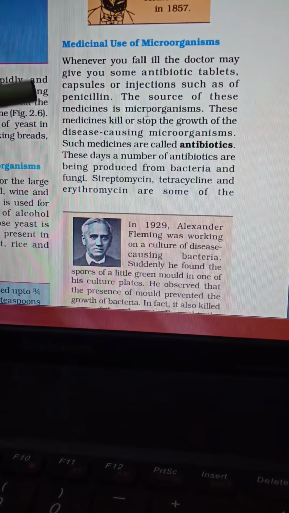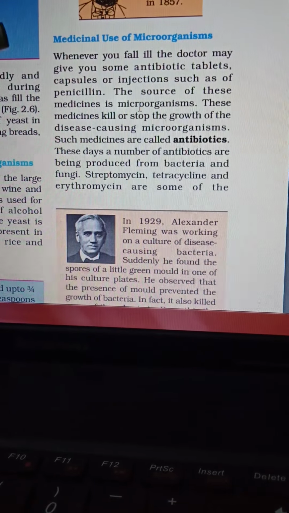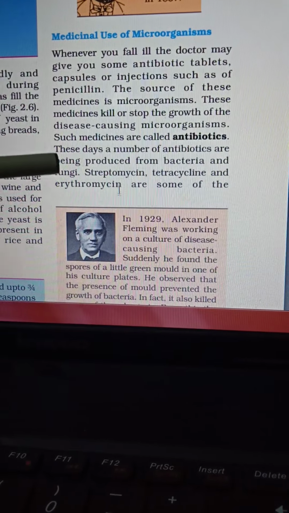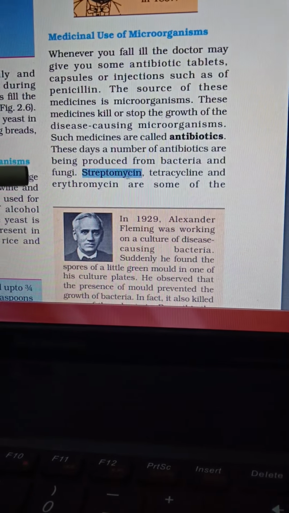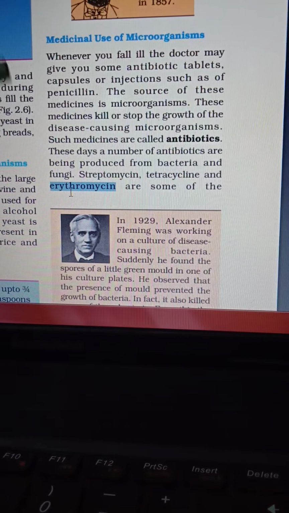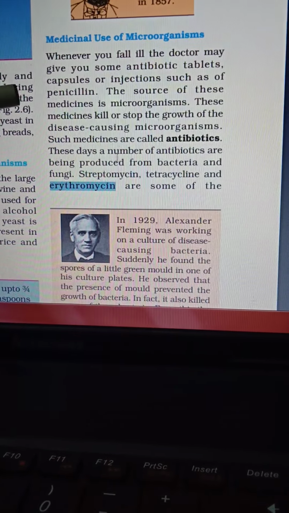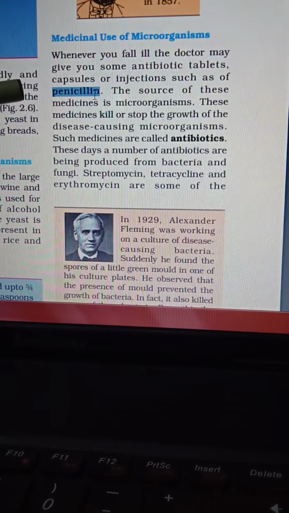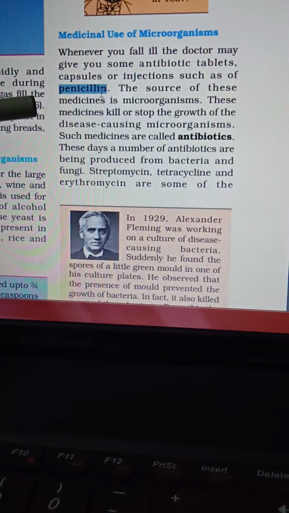A number of antibiotics have been produced from bacteria and fungi. All these are the names of antibiotics: streptomycin, tetracycline, erythromycin. These are some of the famous antibiotics. And penicillin was the first major one. It's very effective. Penicillin is an antibiotic which is very efficient against bacterial infections.